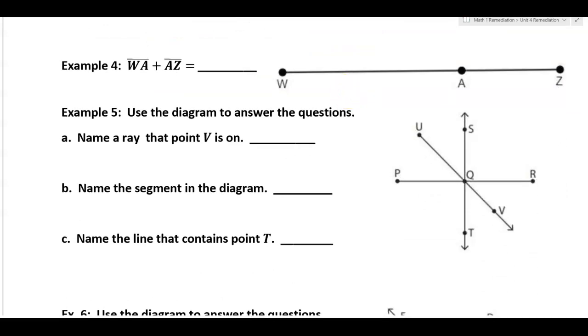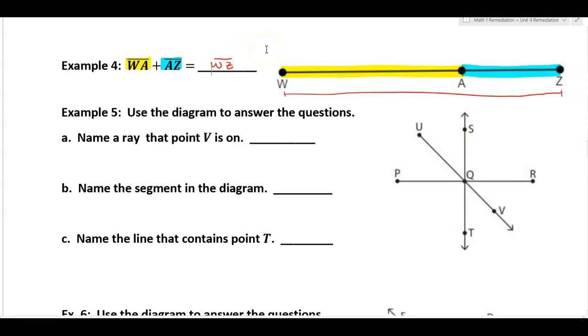Next, if I look here, segment WA, plus segment AZ. What do they add up to? Well, if I combine the yellow and the blue, what does it give me? It gives me segment WZ. That plays a major role in the next section. All right?